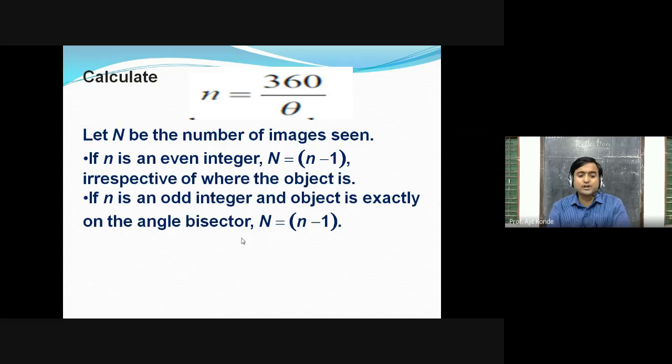Then next point, if N is an odd integer and the object is exactly on the angle bisector. Now in the first case we have seen, if the answer comes to be even, we are not concerned with the position of the object at that point of time, we have to only subtract 1 from it. But if in the second case the answer comes to be odd, then at that point of time, if it is an odd integer and the object is exactly on the angle bisector, means it is at the symmetric position.